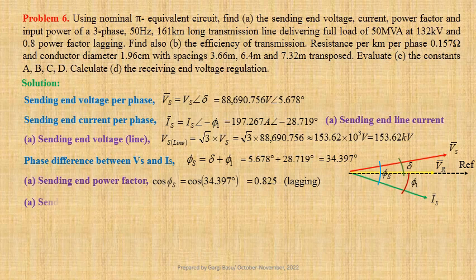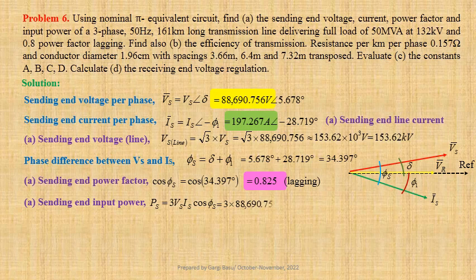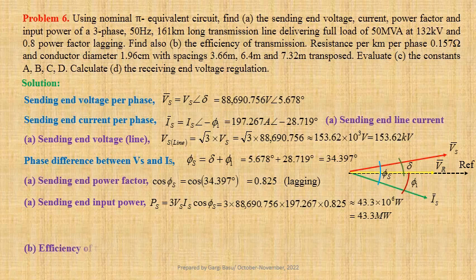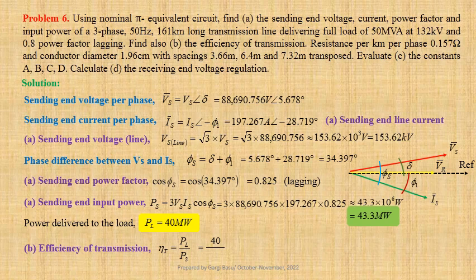Now we shall calculate sending end input power. Ps equals 3 times Vs into Is cos phi s. Using values we get 3 into 88,690.756 into 197.267 into 0.825, which is approximately equal to 43.3 into 10 to the power 6 watts or 43.3 megawatt. Now we shall calculate efficiency of transmission. Eta T equals PL divided by PS. We have computed power delivered to the load, PL equals 40 megawatts. Therefore, eta T equals 40 divided by 43.3, that gives us 0.9238 per unit or 92.38%.